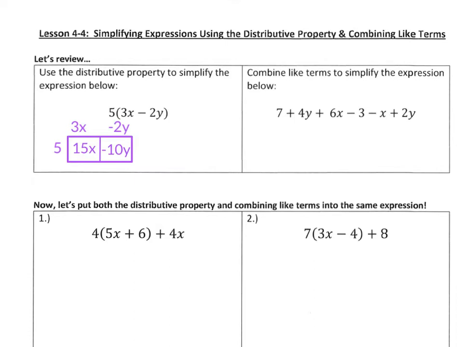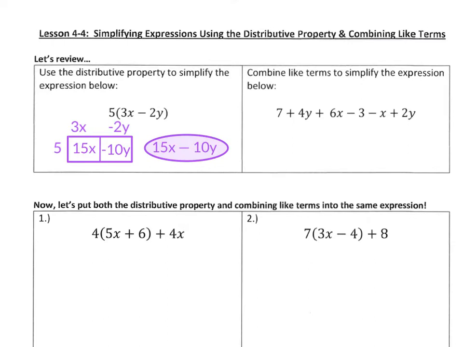Then we look for like terms, and we're just going to write them side by side. 15x minus 10y, not like terms, so we can just write them side by side. So my answer is 15x minus 10y. That's what we get when we multiply using our distributive property.